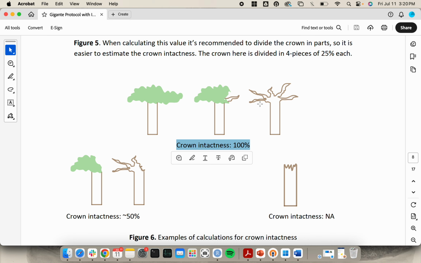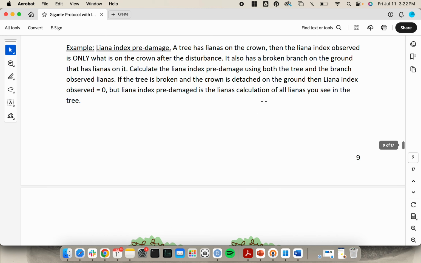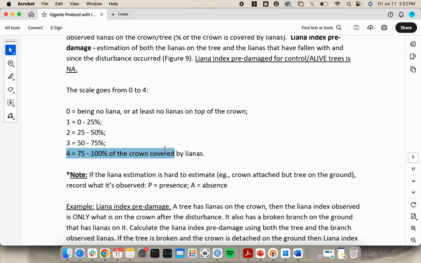Observe, you see this is a tree. Let's say this is a liana observed score of number 3. And then liana index pre-damage, you see what happens with the disturbance. The disturbance broke this branch and it has a lot of lianas, plus the lianas that you are observing in the tree, which is the same number as here. So this will be maybe a number 4 in this score of crown covered by lianas. So this was probably 3 and this was probably 4, because we had included what happened after the disturbance.